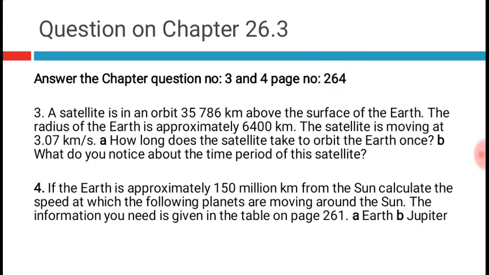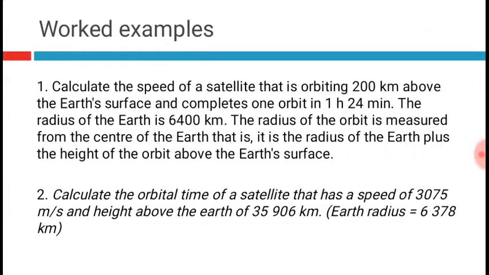So you just have to work out question number 3 and question number 4 in a separate notebook, and just scan this and send it to me through Google Classroom. Inshallah, I'll check all those steps which you have written down, and also the final answer. Okay, so from the next slide, inshallah, I'll teach you how to simplify and solve these problems.